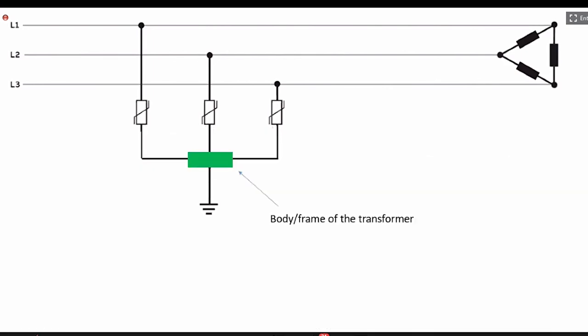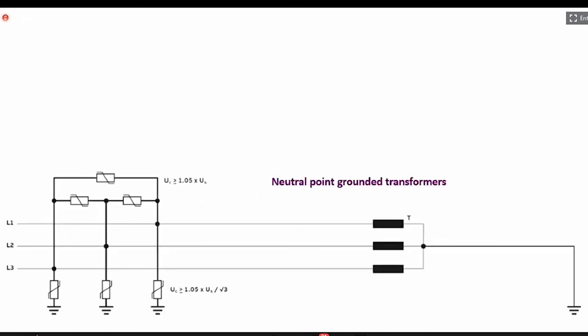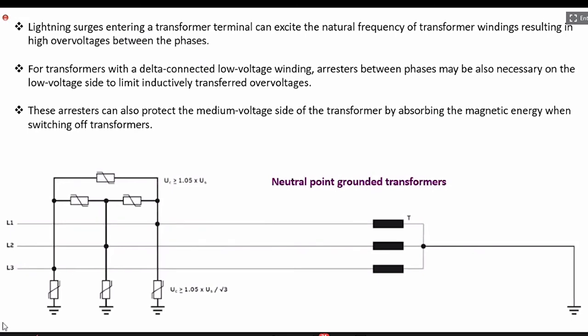Let me go to the next slide, then I can show it very clearly. Usually what we say is that if you are protecting the delta side of a transformer, it is better to have all the SPDs connected together and grounded at one point. Probably you can use the body or frame of the transformer, but some transformer manufacturers do not like the idea. This is another point that we can discuss at another time. Now, we'll go to the second point.